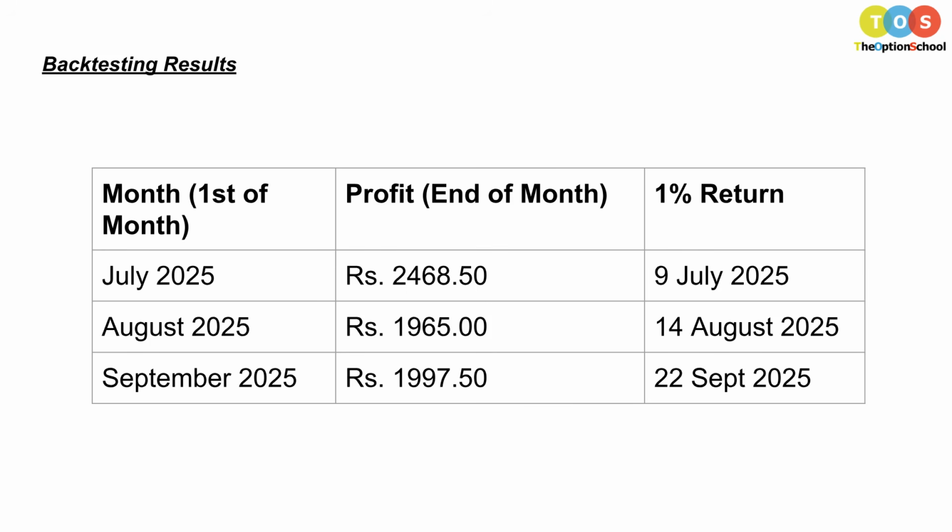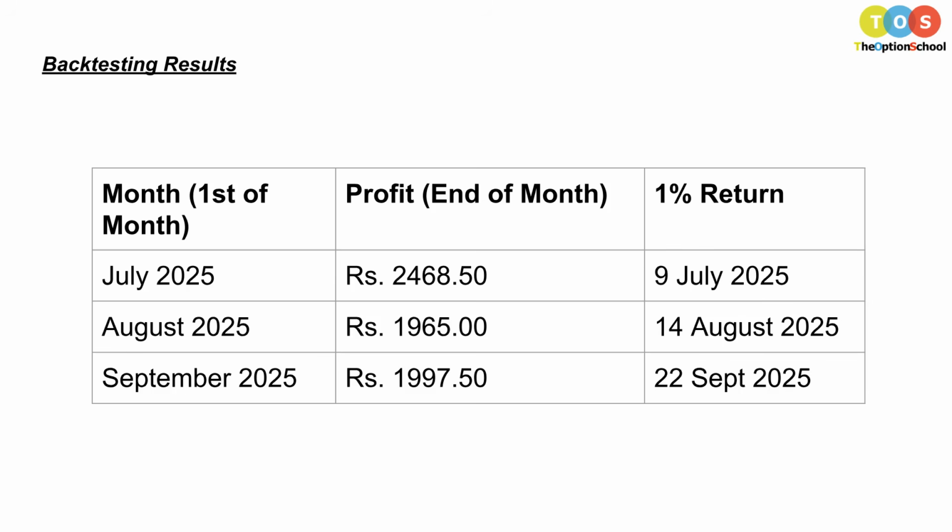Now let us see some backtesting results. What we have done is create the trade on the first of the month, and then see what happened at the end of the month without any adjustments, and at what time a 1% return is achieved in the trade. In July, 1% return was achieved in 9 days only, by 9 July, but by the end of the month it gave us more than that, around 1.6%.